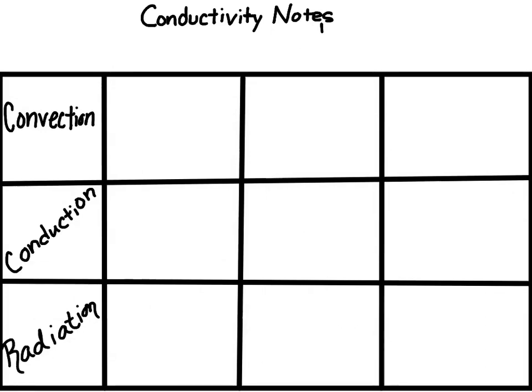These should be on page 12 of your journal. These are your conductivity notes. We are going to look at 3 different types: convection, conduction, and radiation.